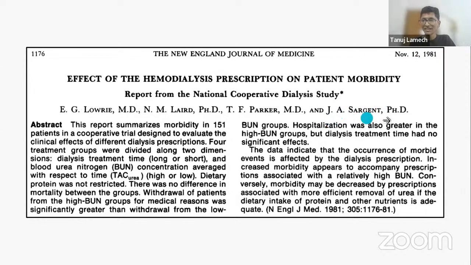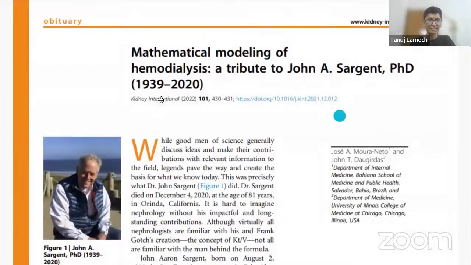Before we go into that, I just want to talk a little bit about the last author on this paper, Dr. John Sargent. You'll find that it says PhD there. He actually died recently in 2020, and this is his obituary in Kidney International. The obituary was actually written by Dr. John Daugirdas himself. Actually, he's not a medical doctor. He is a chemical engineer by training, and then he got his PhD.